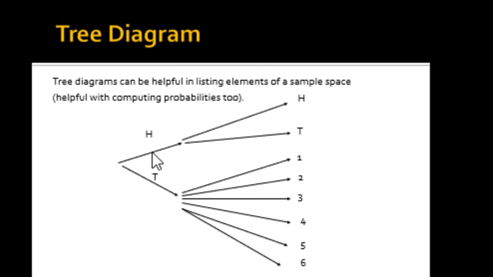So this is the first coin. If we get heads, we toss the coin again. So we get heads and tails. If we get tails, then we have the 6 possible outcomes. Drawing tree diagrams will be helpful in computing probabilities, and we will be using the tree diagram in some later examples.